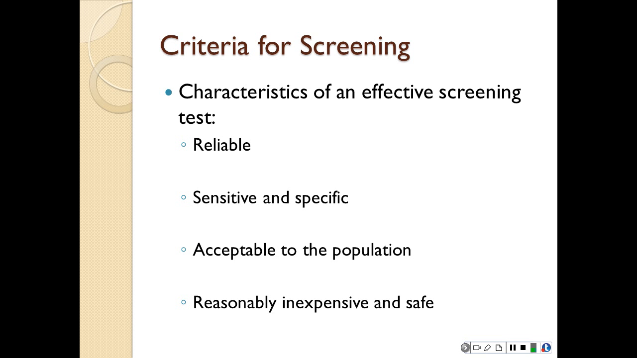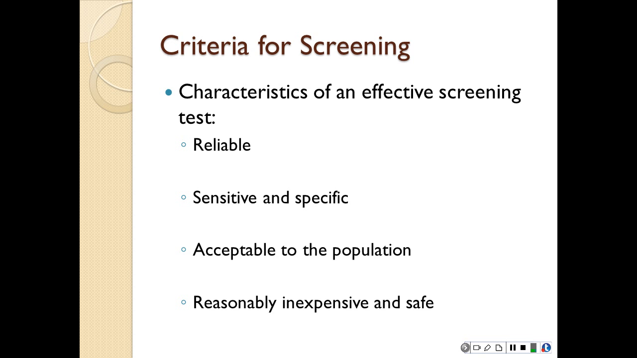But reliability, sometimes people talk about repeatability or consistency, means that if I do this screening test today, and I do it a week from now, I will get the same result. Now, barring any changes in your actual health, right? Sensitive and specific. Sensitivity and specificity are ways that we assess validity.